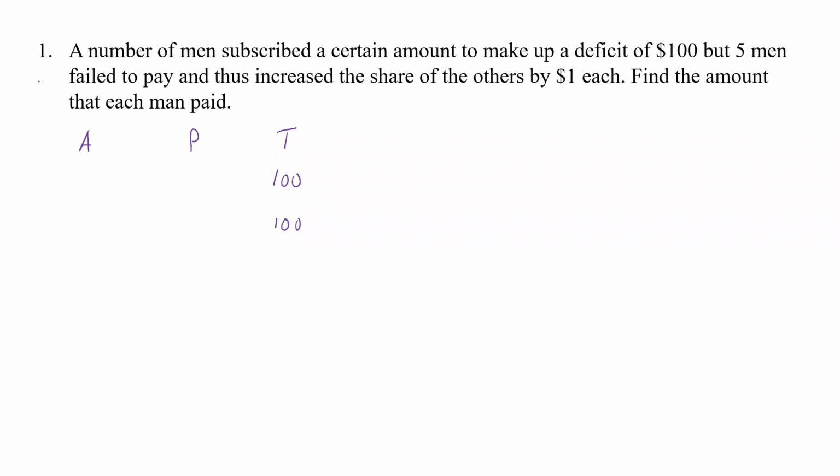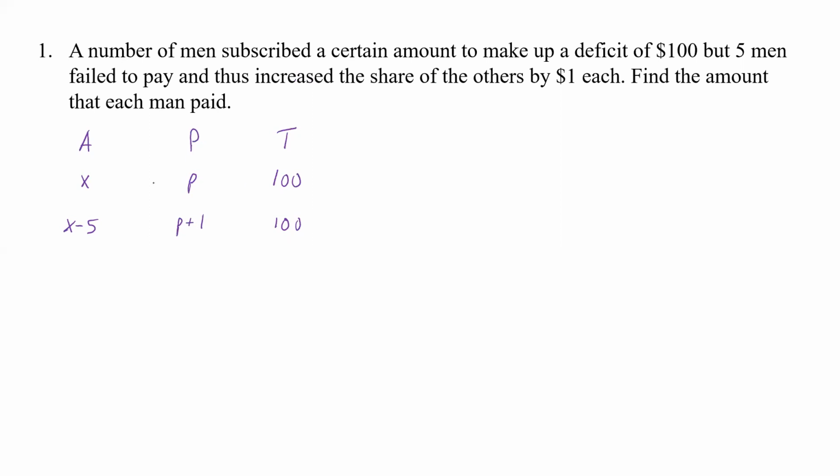Now, the initial way, we don't know how many men there were, so we'll call that X. We don't know how much they paid, so we'll keep that as the price P. But the next one says, what if 5 men failed to pay? So the number here was less by 5. So we're going to say that's X minus 5. And it says now the price increased per share by $1 each. So this went up by $1 per item.